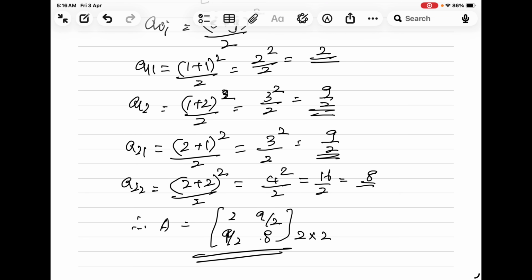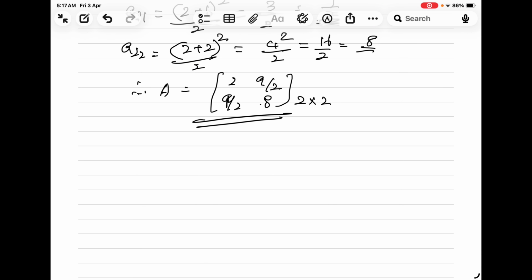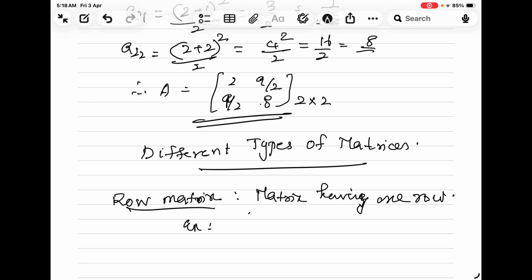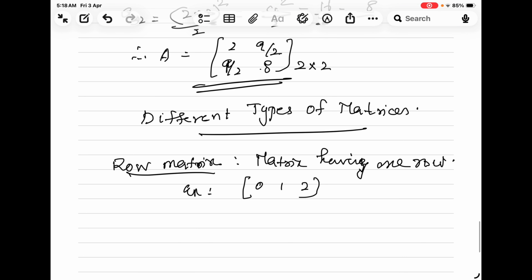These are the ways of forming a matrix. Next heading is different types of matrices. Row matrix: a matrix having one row. Example: 0, 1, 2. Order is 1 by 3.